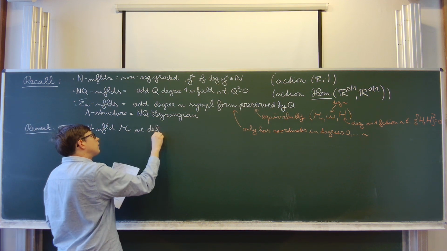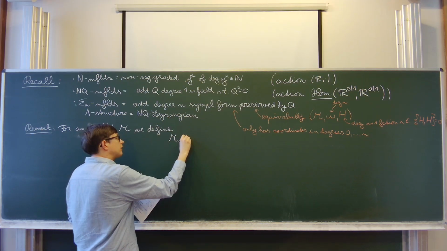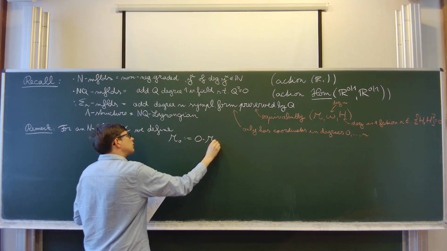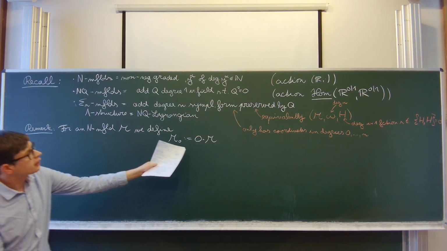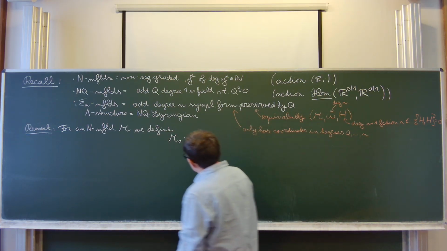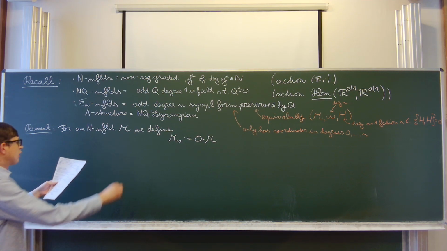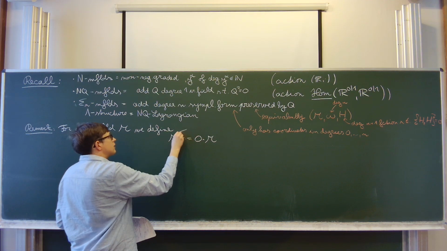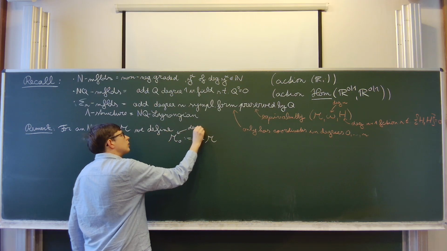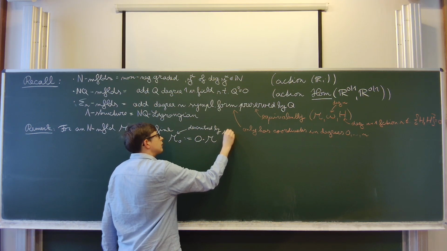We define the degree 0 part, which we'll call M subscript 0, and this is simply the action of 0 on this thing. So remember that there is an action of the monoid of real numbers, and you can act in particular with 0. And you should think of this as being described by the degree 0 coordinates.